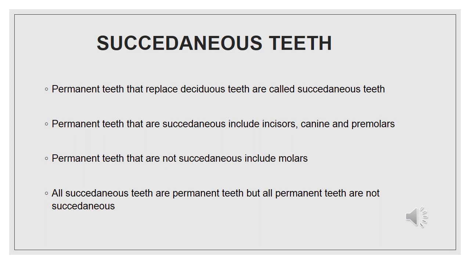So can we say that all succedaneous teeth such as incisors, canines and premolars are permanent teeth, but not all permanent teeth, such as molars, are succedaneous.